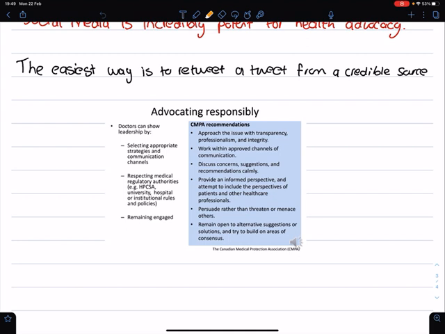Yeah, and this is basically health advocacy. Health advocacy is just the promotion of health on an individual as well as on a community level.